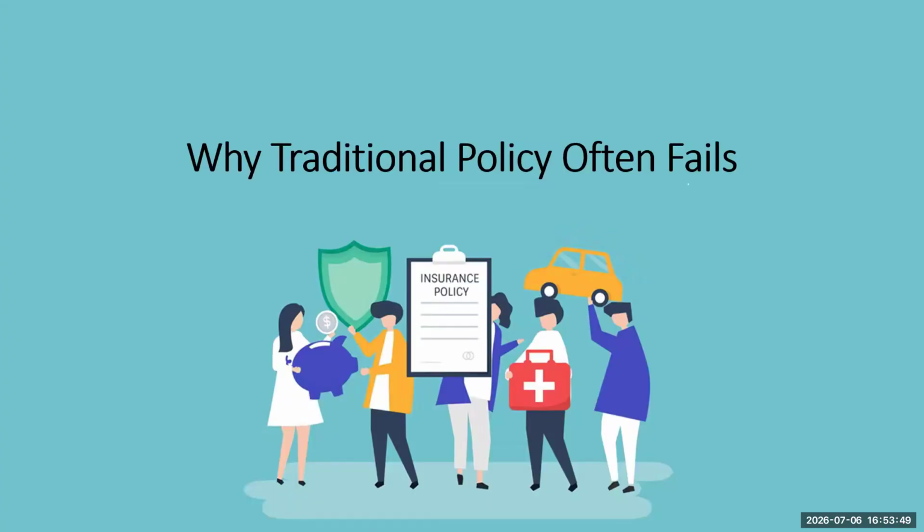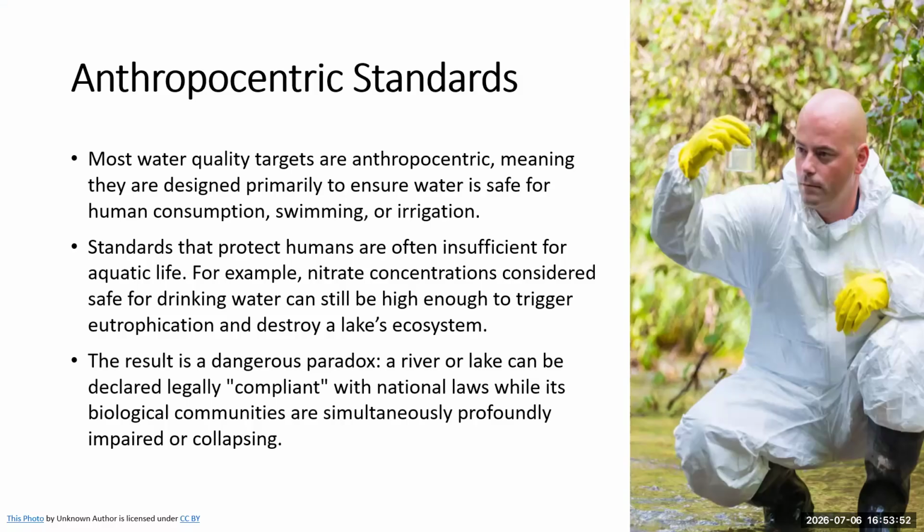Now, why do traditional policies often fail? One reason traditional environmental policies often fall short is that they are mainly designed around human needs. Water quality standards usually focus on whether water is safe for drinking, for swimming, or for irrigation. However, water that meets these standards may still be harmful to aquatic ecosystems. For example, nutrient levels that are considered safe for people can still trigger algal blooms and damage biodiversity. So a river may be legally compliant while its ecological health continues to decline.